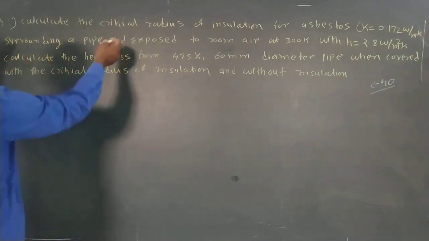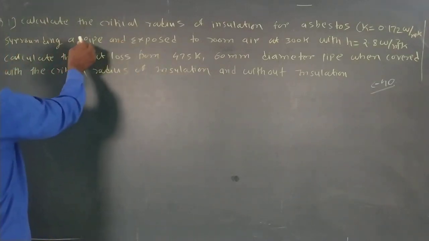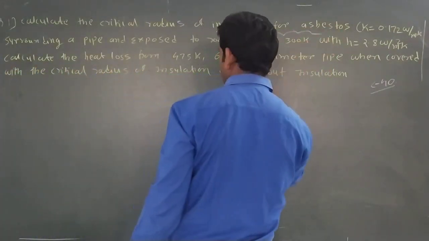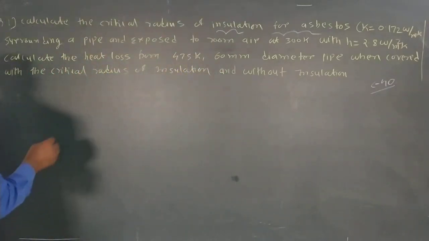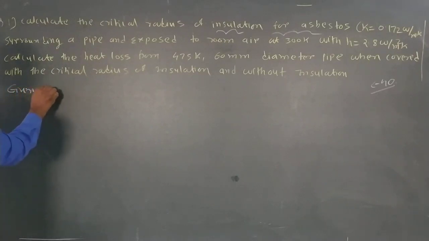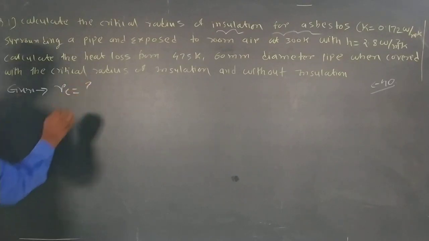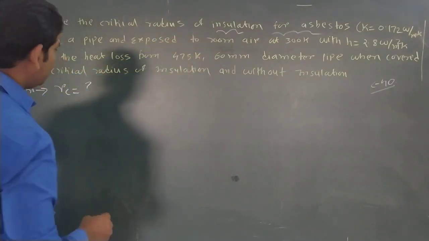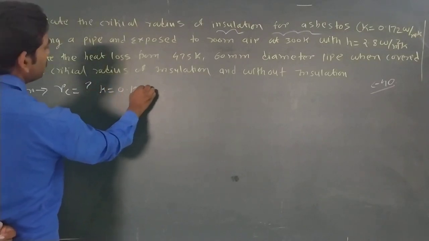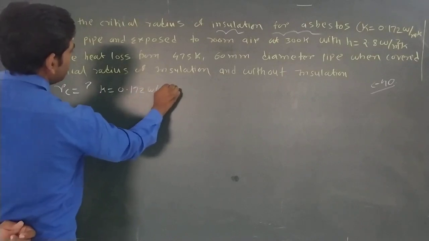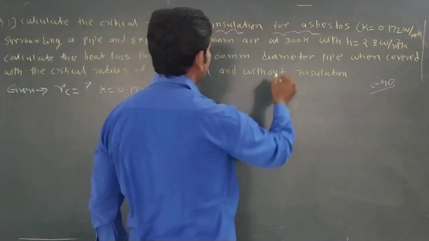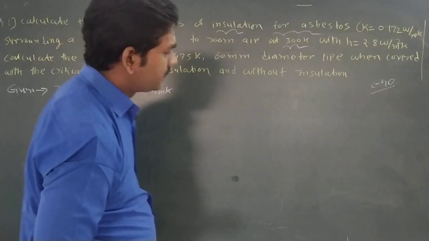So, see here guys, what is the numerical? Calculate the critical radius of insulation for asbestos. Means we have to calculate the value of RC. Given data: what is the thermal conductivity of this asbestos material? K is equal to 0.172 watt per meter Kelvin, surrounding a pipe and exposed to room temperature. What is the room temperature of air? It is given 300 Kelvin.